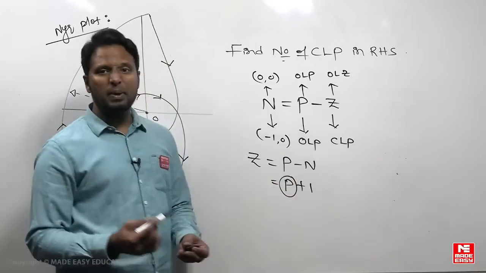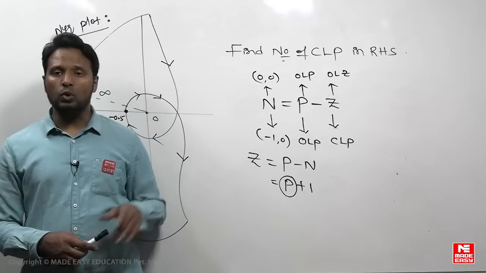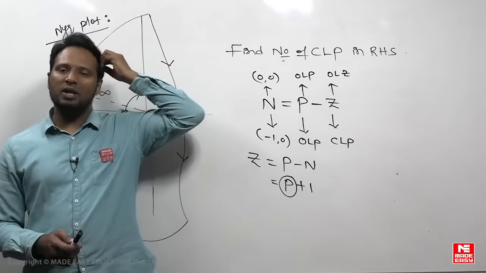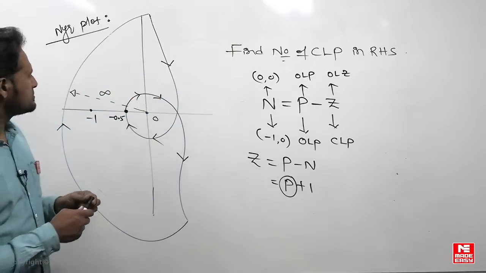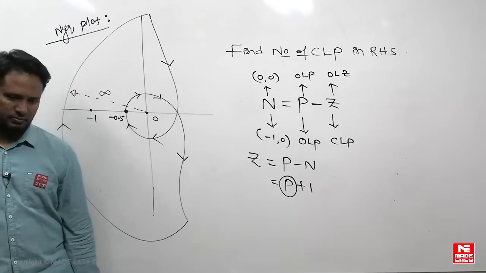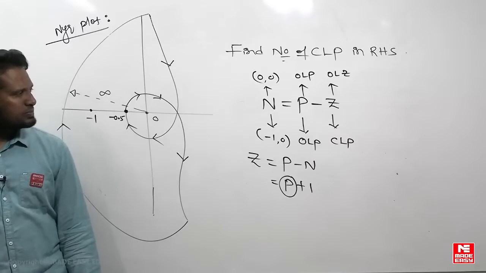What is P? The number of open loop poles in the right side. Sir, wo kaise pata karenge? Wo to open loop transfer function diya hi nahi. We are not given the open loop transfer function. How to solve this?